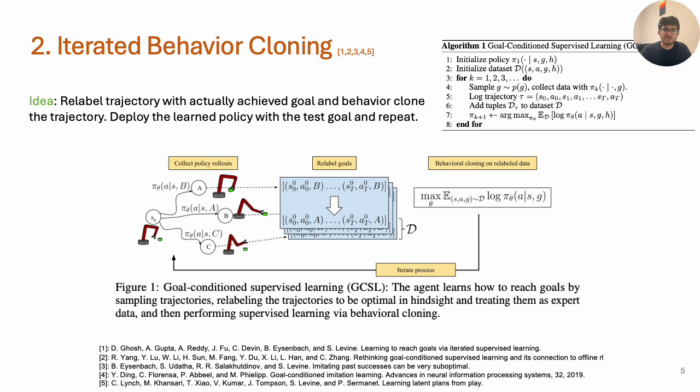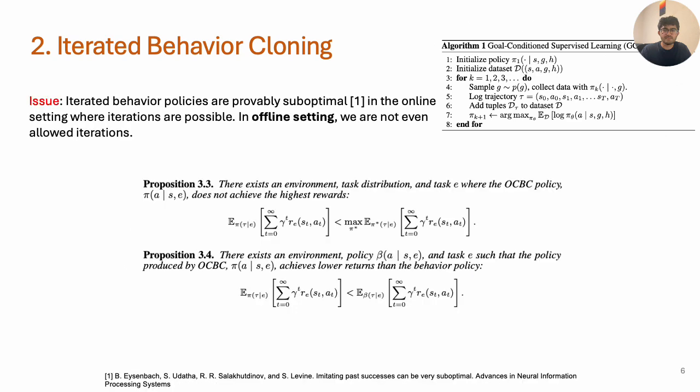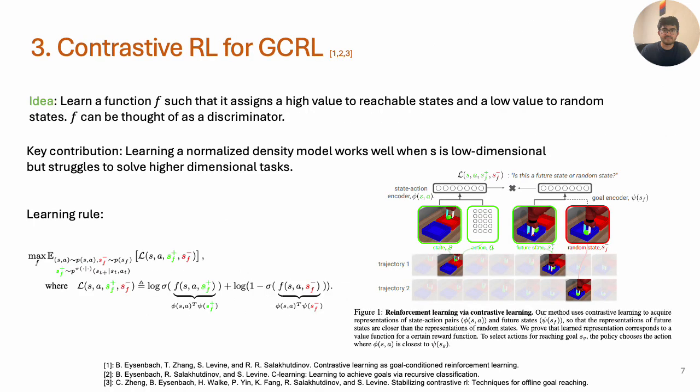The second class of approaches for GCRL frame RL as an iterative supervised learning problem, where the goal-reaching policy is deployed and trajectories are relabeled with actually achieved goals. The process is repeated until convergence. Iterated behavior cloning methods are provably suboptimal in the online setting. In this work, we deal with the offline setting where the iterations are not even allowed, as we do not have access to the environment.